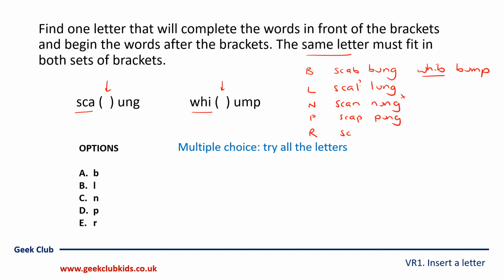Hopefully this does work, given the other ones don't. We'd get scar and rung, and we'd get were and rump. Well, all four of those are words, so in this case, E must be the correct answer.